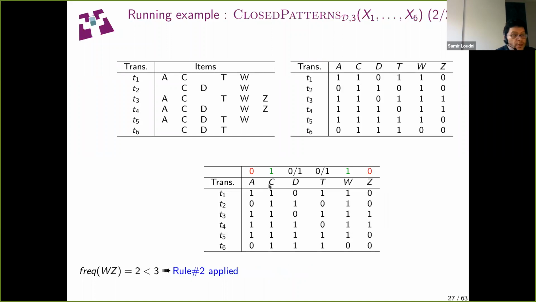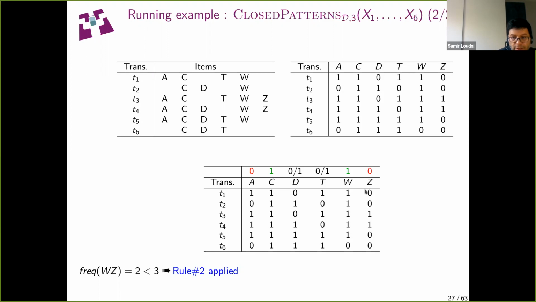Now, by applying rule 2, we can remove value 1 from the domain of the variable associated to item Z. Why? Because any extension of the item set W with the item Z will be infrequent, as the frequency of WZ is equal to 2, which is below 3. So we can remove value 1 from the domain of the variable associated to Z.